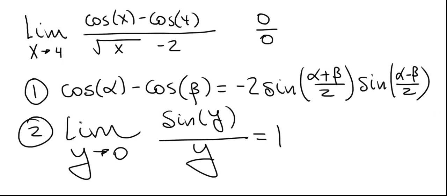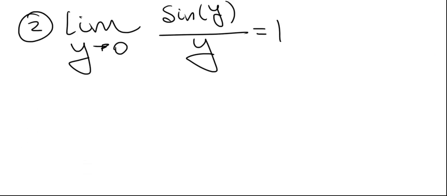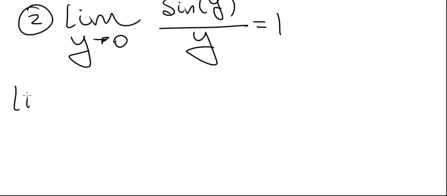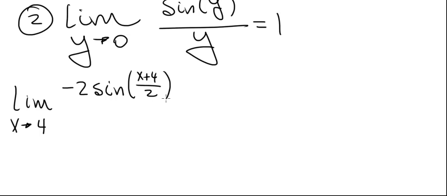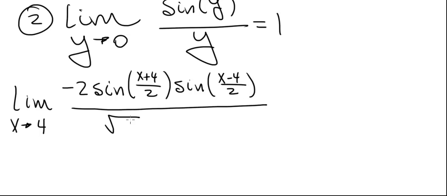So we'll first use that substitution, and the limit becomes the limit as x approaches 4 of minus 2 times sine of (x plus 4) over 2 times sine of (x minus 4) divided by 2, divided by the square root of x minus 2. Now we still get 0 over 0 when we try to plug in 4 for x.